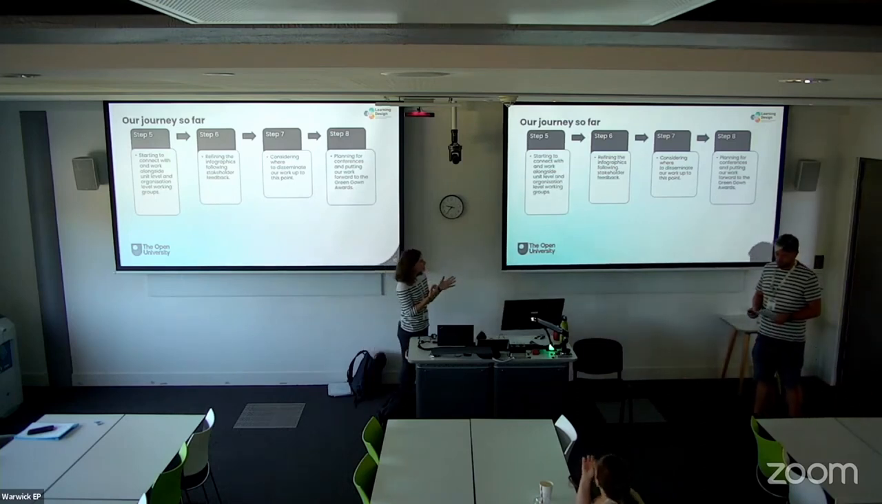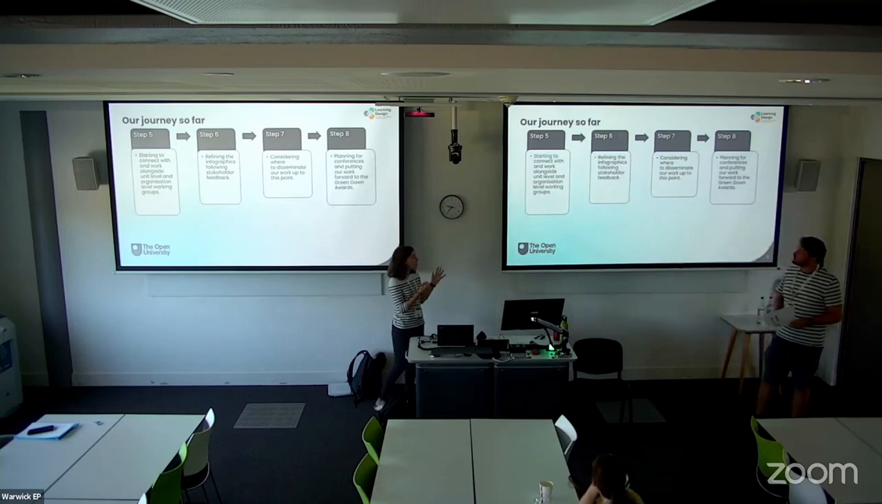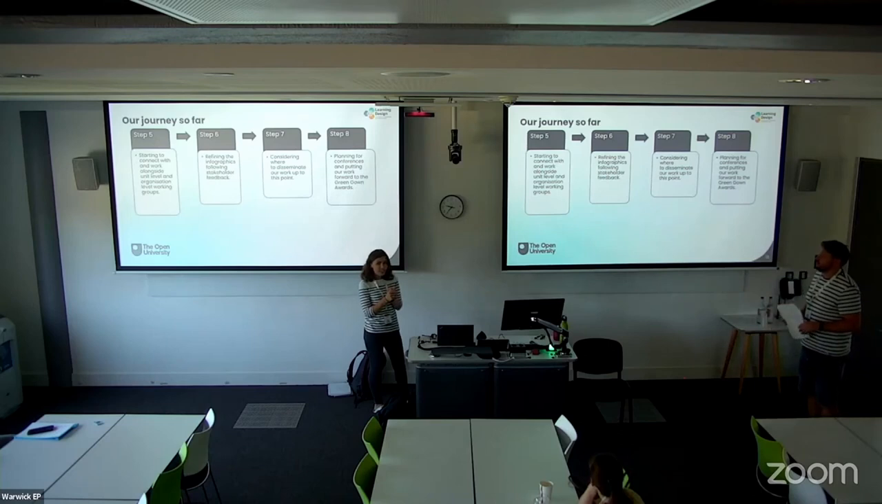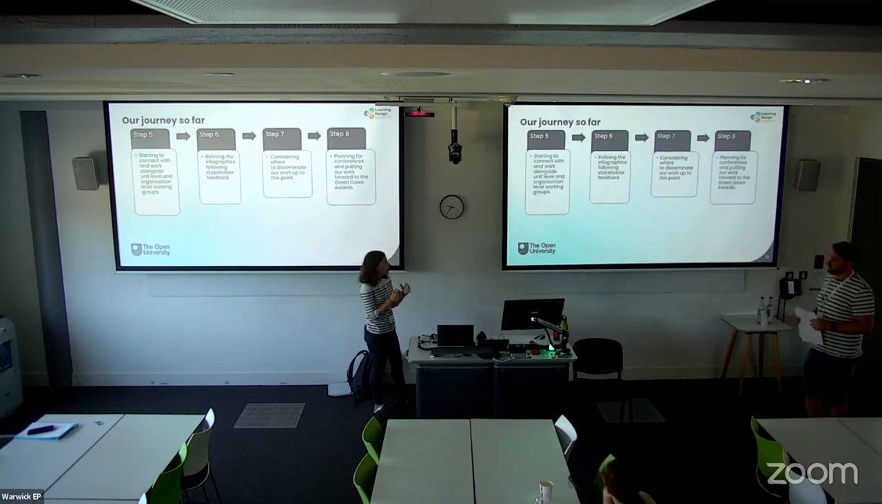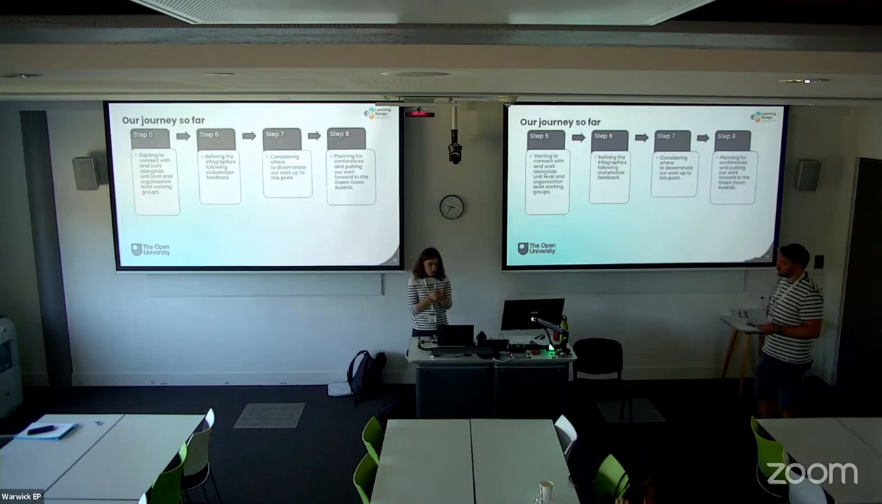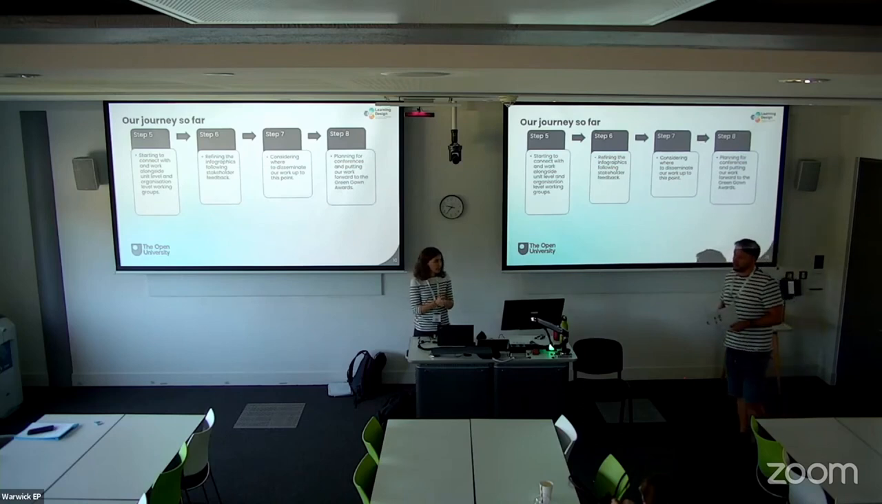Step number seven, we considered where we wanted to disseminate our work up to this point. That included this conference, other conferences around the country, and also internally, through our social media networks and through Yammer within the OU. Leading up to planning for conferences like this and putting our work forward to the Green Gown Awards. Those awards are at the end of November, so our work is up there. We'll find out if we win in November.